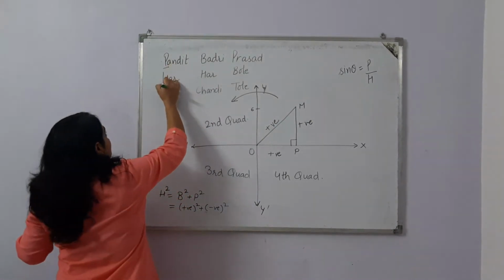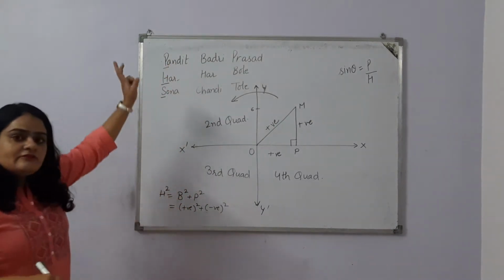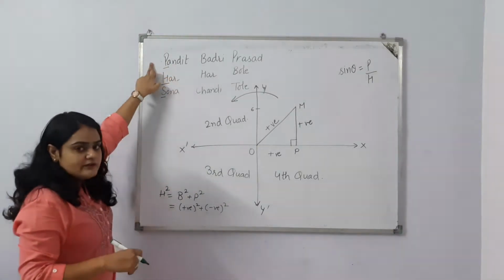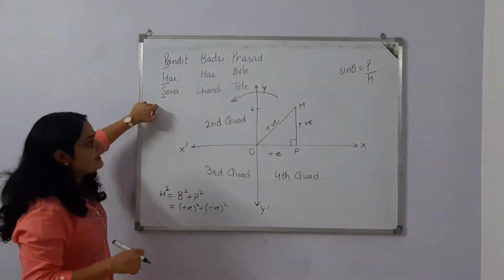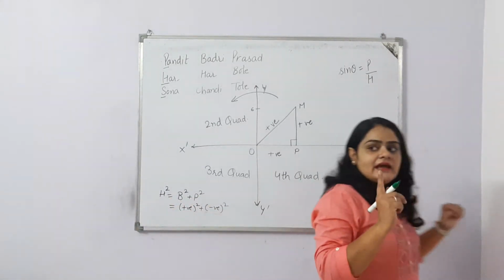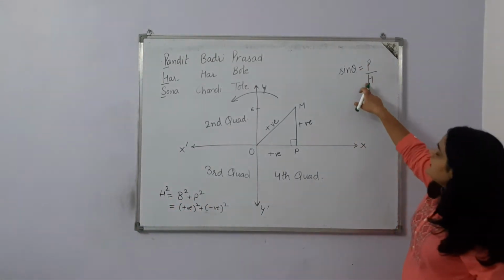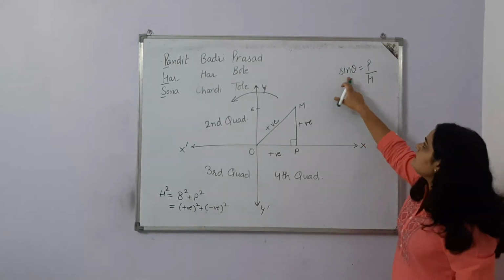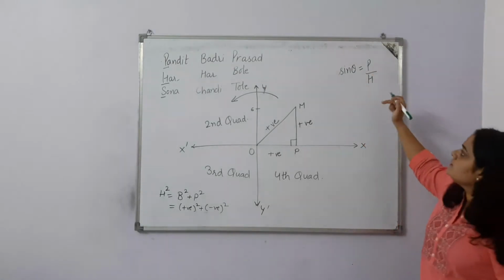So this rhyme is basically to learn the formulae. P, H and S are the first letters of every word. Pandit, that means start from P. So P, H and S. What do we mean by it? P and H are perpendicular and hypotenuse, and S is for sine. That means sine theta's formula is P by H.